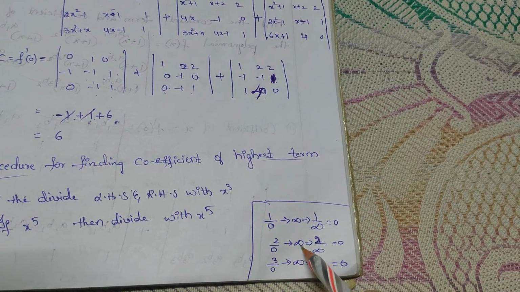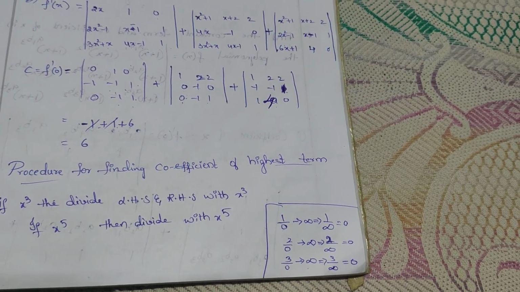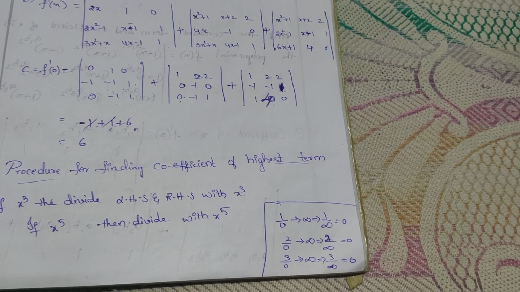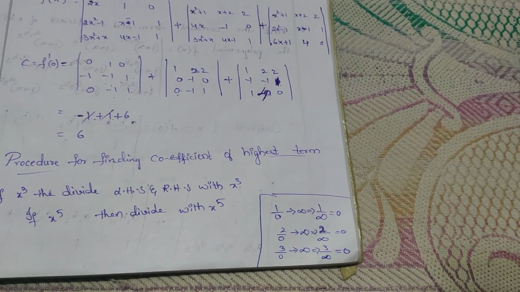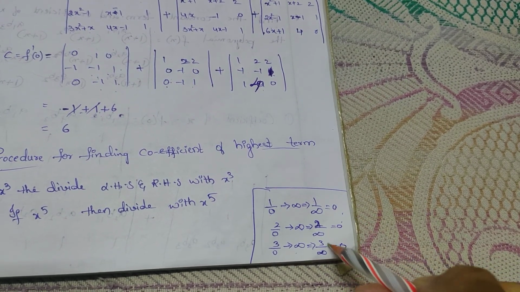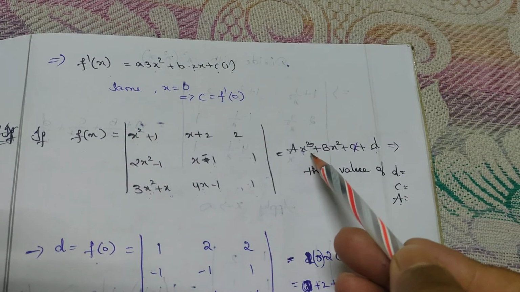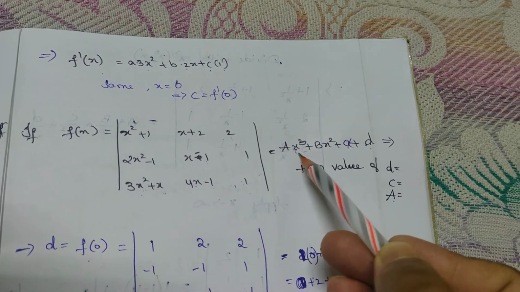2 by 0 infinite, 3 by 0 infinite, 4 by 0 infinite, 5 by 0 infinite, anything by 0 is infinite. But anything by infinite becomes 0 always. 1 by infinite, 2 by infinite, 3 by infinite, you just remember this formula. Based on this, in the given problem the highest degree is x cube, so divide the entire equation by x cube.